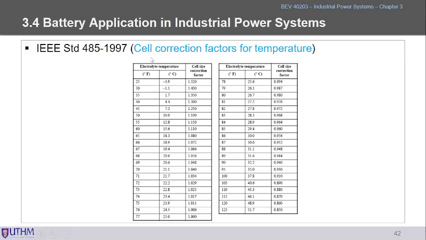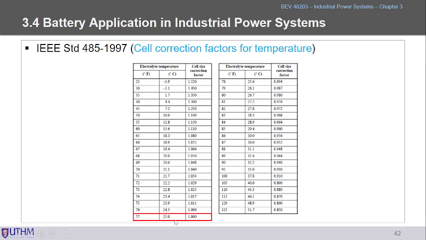So this is the cell correction factors. If we place our battery in different ambient temperatures, that means we have to look at this table. This table is defined in Fahrenheit, degrees Celsius, and these are the correction factors. It continues from 25.6 here. Basically it's defined in Fahrenheit. Every 5 Fahrenheit, you will have the correction factors.